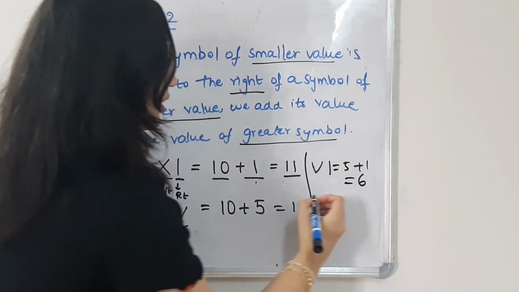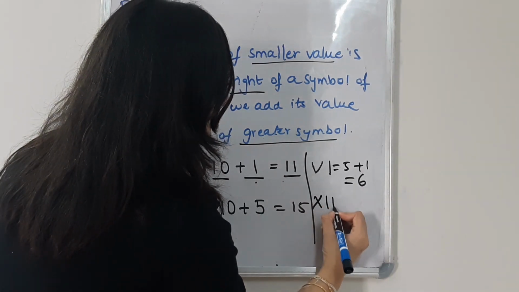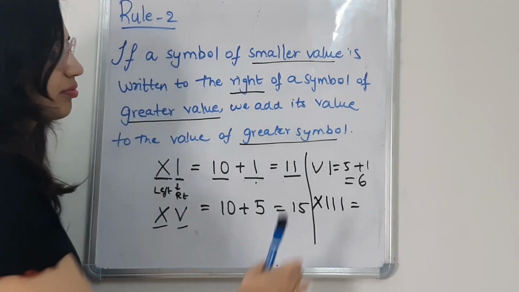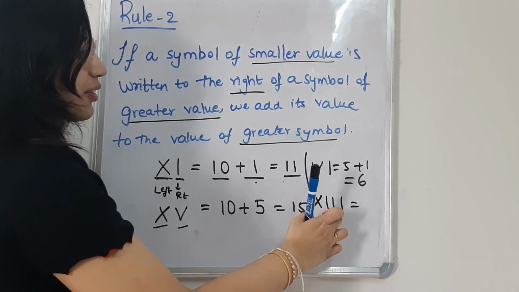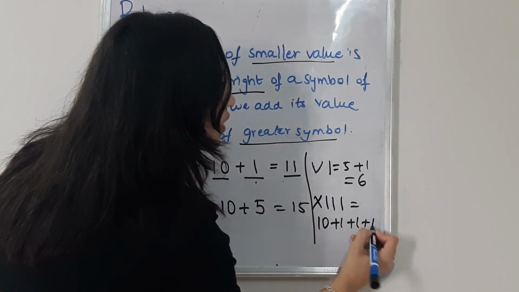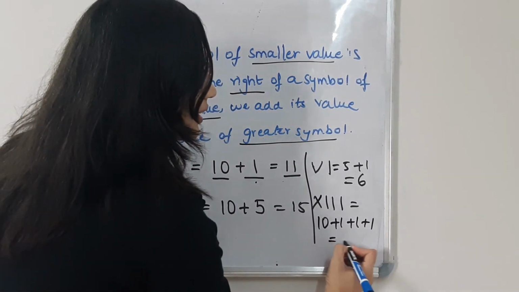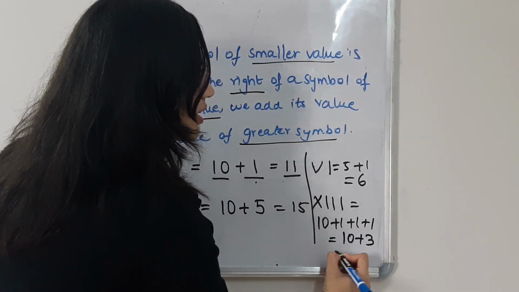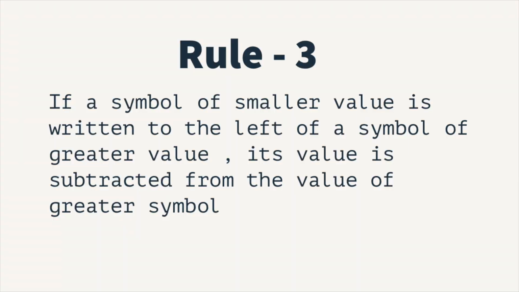Okay? In the same way, 13 is 10, 1, 2, 3. So can I write this as 10 plus 1 plus 1 plus 1? Right? Nothing but 10 plus 3. This is 13.